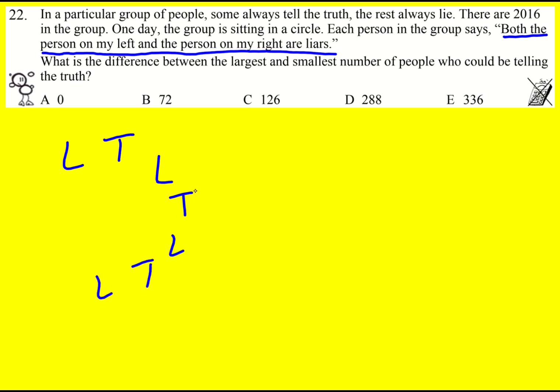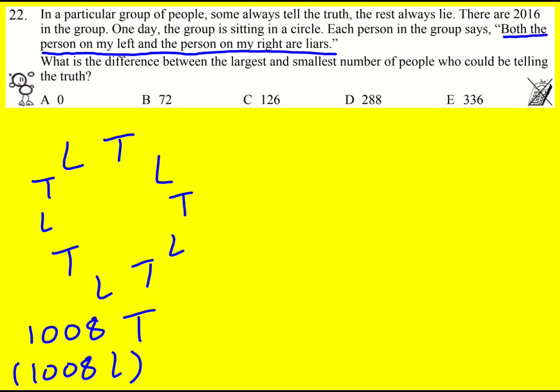because we can see the person telling the truth is telling the truth, and the person lying says both the person on my left and the person on my right are liars, and they're clearly lying. So in this setup, I'm going to alternate, and I'm going to have 1008 people telling the truth. And of course, 1008 that are lying.